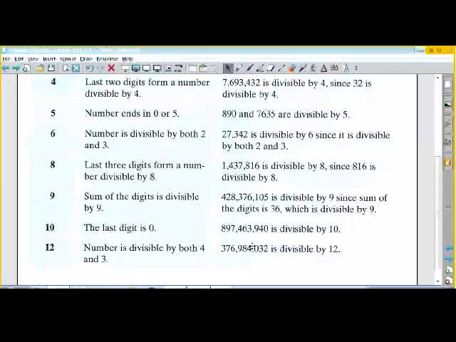And since 32 is divisible by 4, we know that the whole thing's divisible by 4. And if we add all these numbers together, the sum is going to be divisible by 3. And therefore, because it's divisible by both 4 and 3, it's going to be divisible by 12.